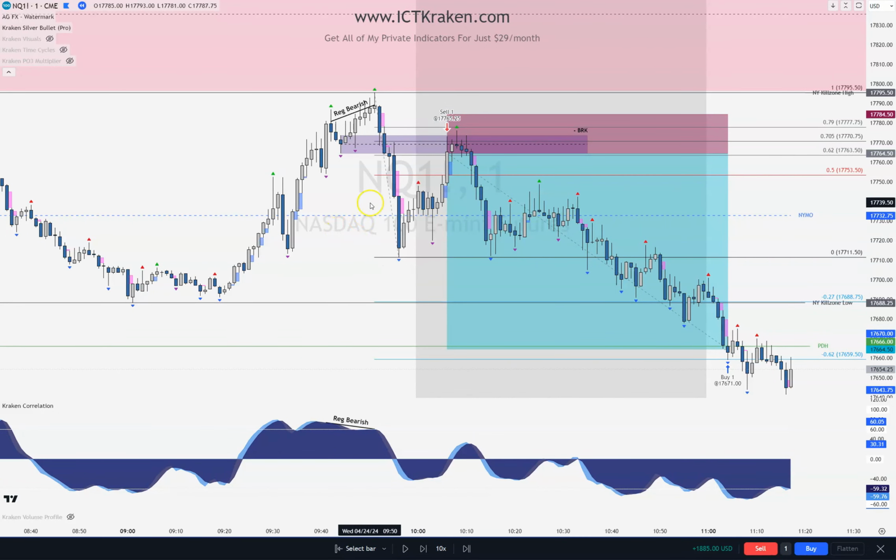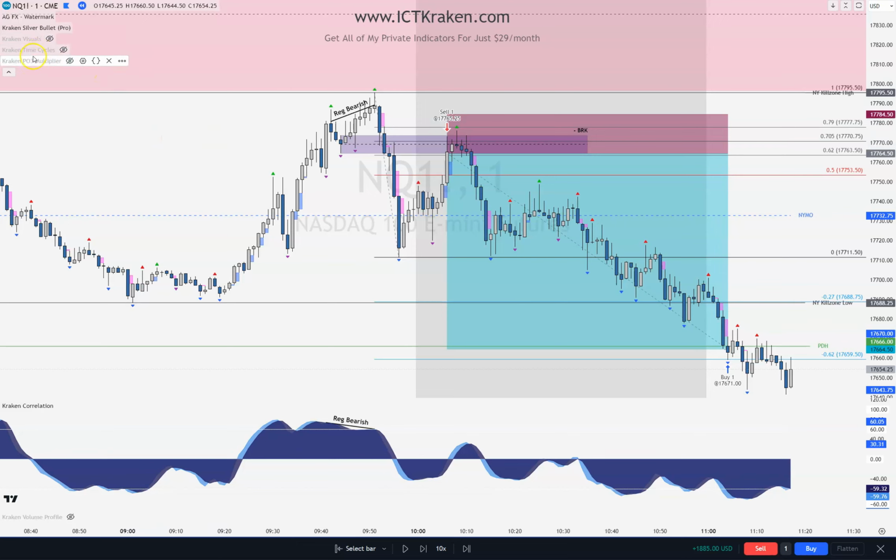Let's recap. We came to the 10 o'clock silver bullet hour, and we noticed that we had regular bearish divergence. We did not have SMT, but we used the Kraken correlation indicator that you can get for $29 a month with all the other indicators that I have. It's just one of them that would show you regular bearish divergence right here. You can also use Kraken profile or volume profile. I didn't use it in the video, and then you have Kraken visuals, which you don't have at the moment here because they've been taken already.